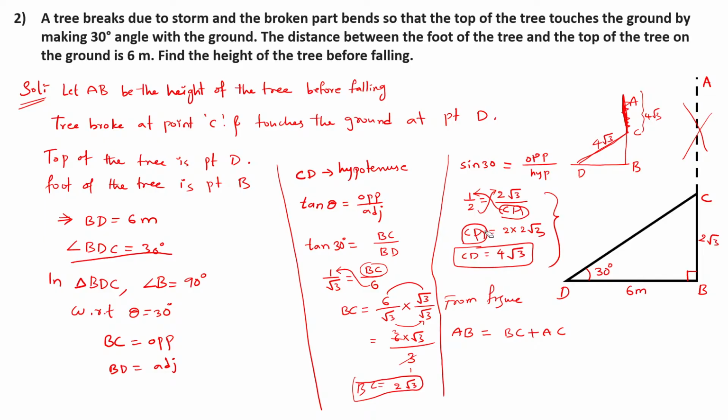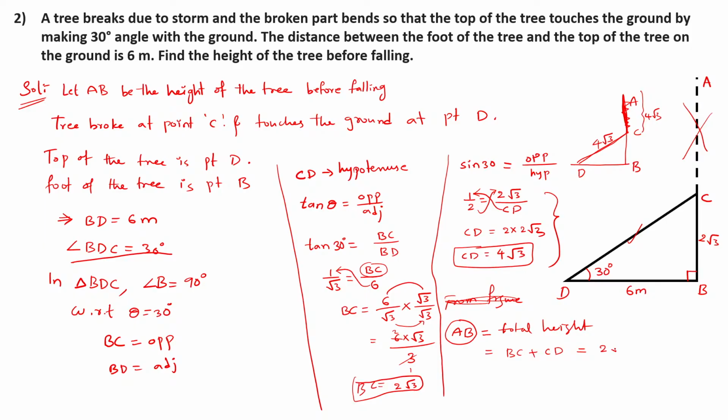But while writing, we must not write CA here. So from figure you can see it as BC plus AC. Okay, but we did not find AC value directly, and still it is equal to CD only. So what we write here is, from figure, AB is nothing but total height of the tree. Okay, total height. That means BC plus CD gives the value of AB. Okay, don't get confused here.